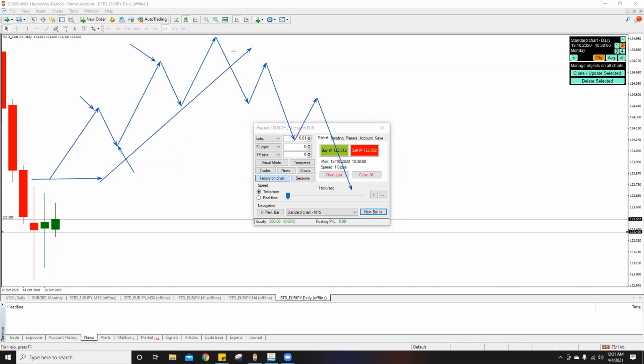Your uptrend is broken as soon as price comes back down and starts breaking the low of the previous higher lows or higher highs that are being made. So as price continues down, you have a support that's being made, pulls back up. Now this is called a lower high, and as it continues down in order to break the previous low, that's called a lower low.